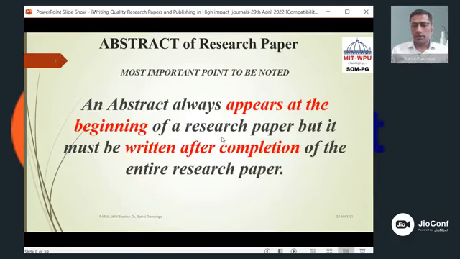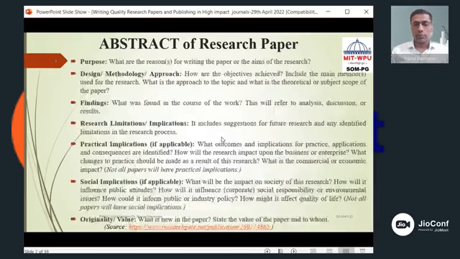The most important part: even though the abstract comes at the beginning of the paper, the abstract has to be written after completion of the entire research paper, because these are all points we need to satisfy. If we want to incorporate our findings, research implications and limitations, then unless the entire research paper is ready, we will not be able to write our abstract.